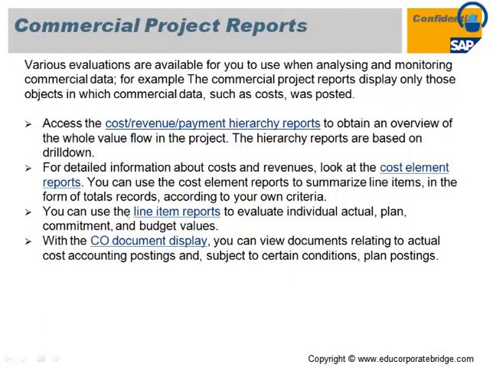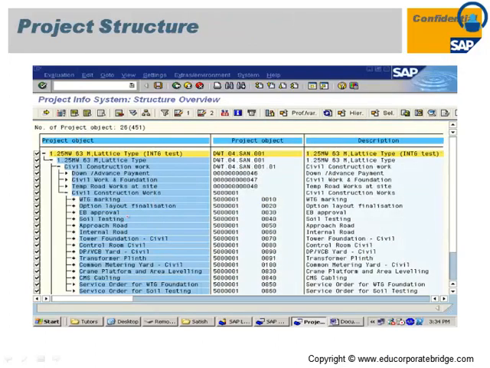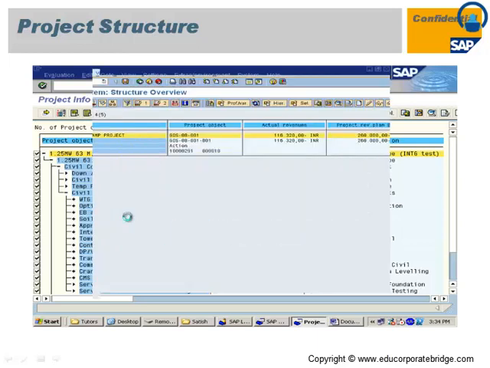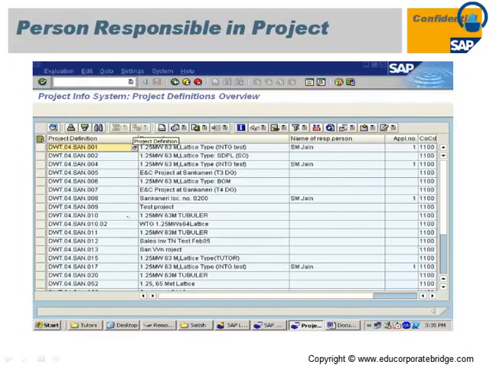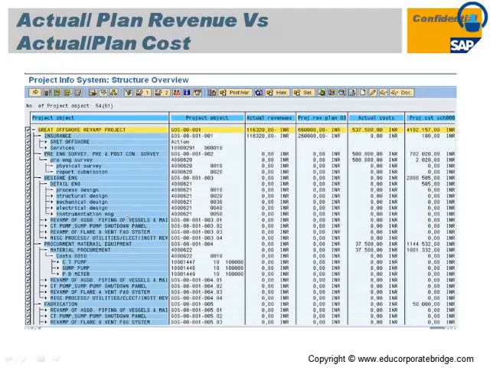For the commercial project reports, you can find the cost versus revenue versus payment, and you can get the budget versus cost kind of report in this section. This is the typical project structure report, where you can find the structure requirement of that particular project along with the description. Then you can find the actual revenue versus planned revenue, then the number of persons responsible for maintaining that particular WBS, the company code against that project, then the revenue, planned revenue, cost and plan cost.